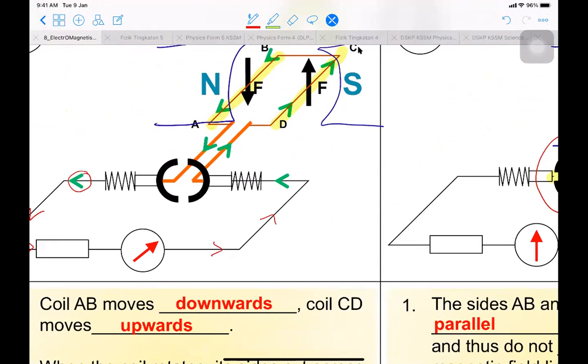Compared to the first one, as you can see, the slip rings are in contact with the carbon brush and the commutator. So the circuit is completed and induced current can flow in the circuit and there will be a deflection on the galvanometer. Okay? That's okay, right?